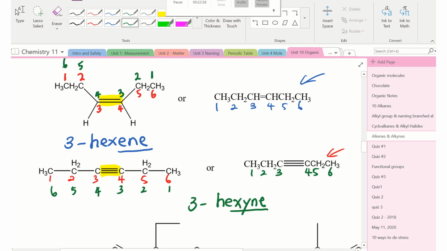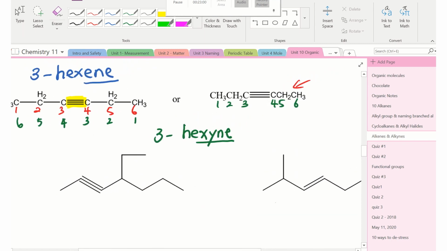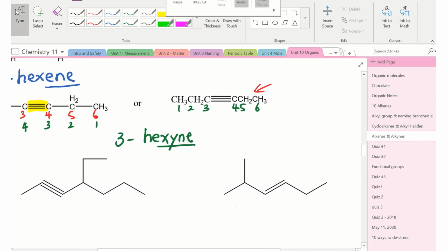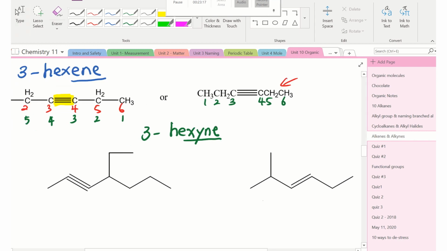Okay, so let's do something a little bit harder. We have these two different skeletal structures on the bottom. If you want, pause here and try it yourself first. Try to name both of these. Otherwise, do it with me. I do want to practice with you for this.